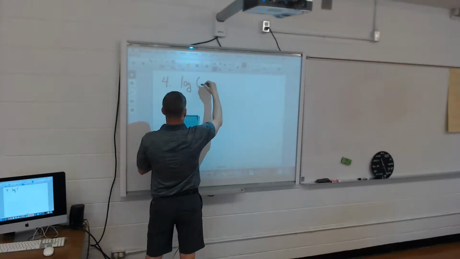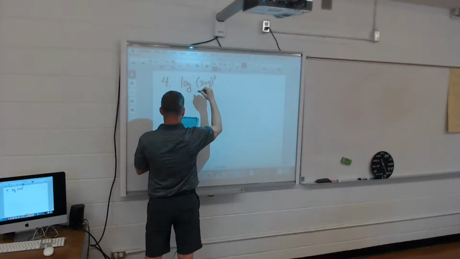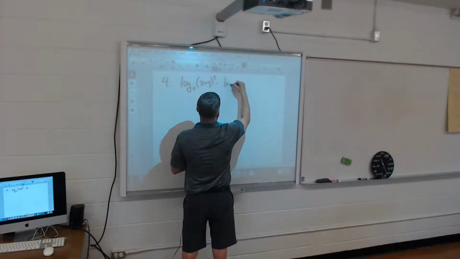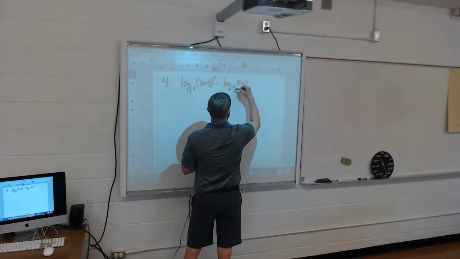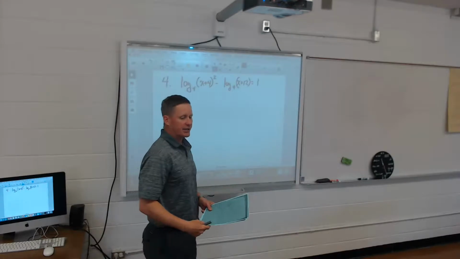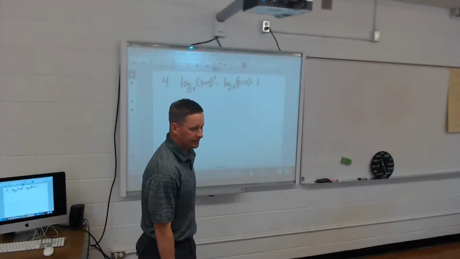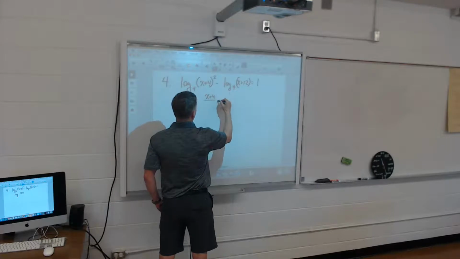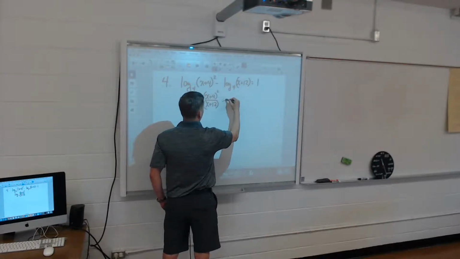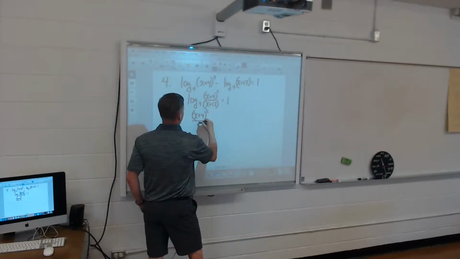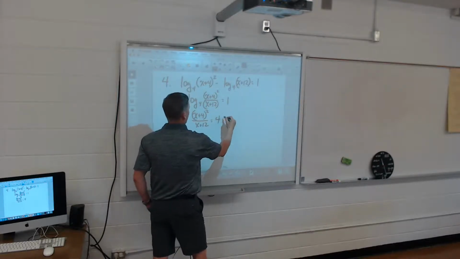So here's what I have. Log of (x plus 4) squared base 4 minus log of (x plus 12) base 4 equals 1. So in order to change it to exponential, I need to change this into a single logarithm. So I'm going to go log, and that's (x plus 4) squared over (x plus 12), base 4, equals 1. (x plus 4) squared over (x plus 12) equals 4 to the power of 1.